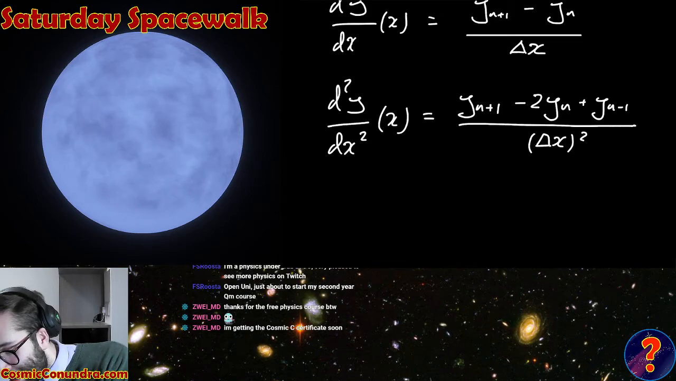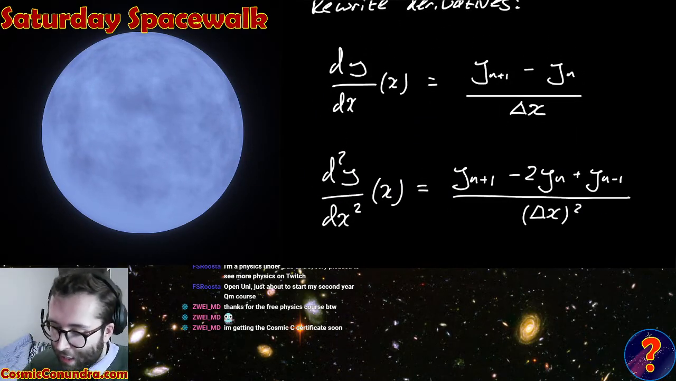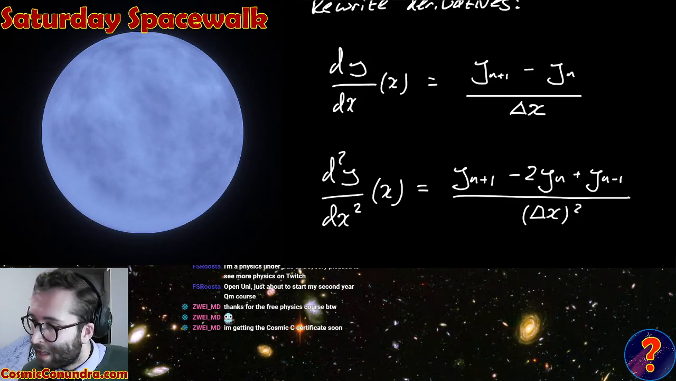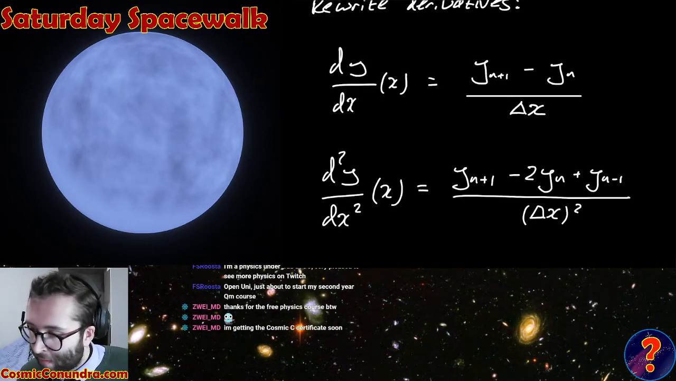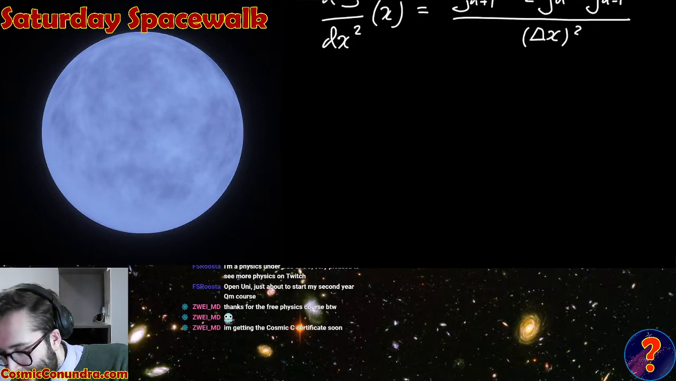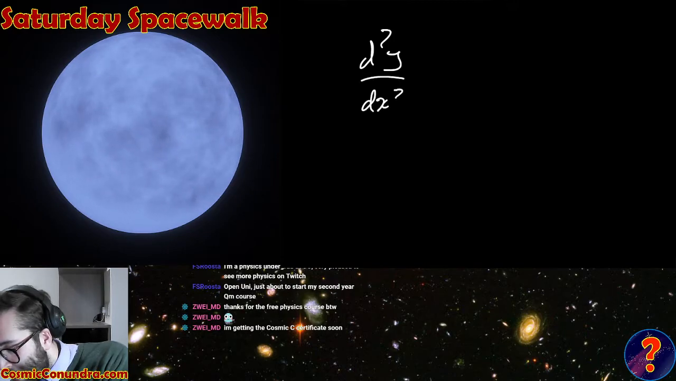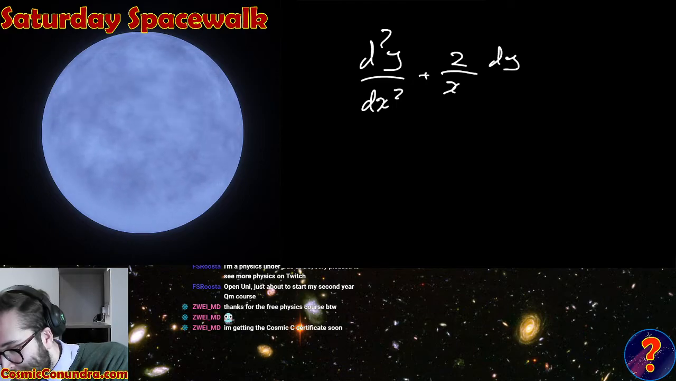This is how the continuous second derivative becomes when you put it on a discrete interval with this fixed step delta x. Okay, that is what these things look like. So now what we'd like to do is rewrite our differential equation in terms of these discretized variables.